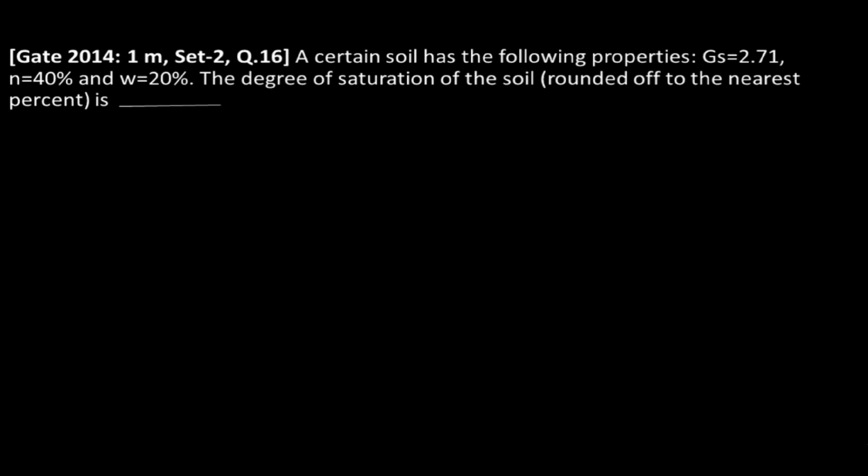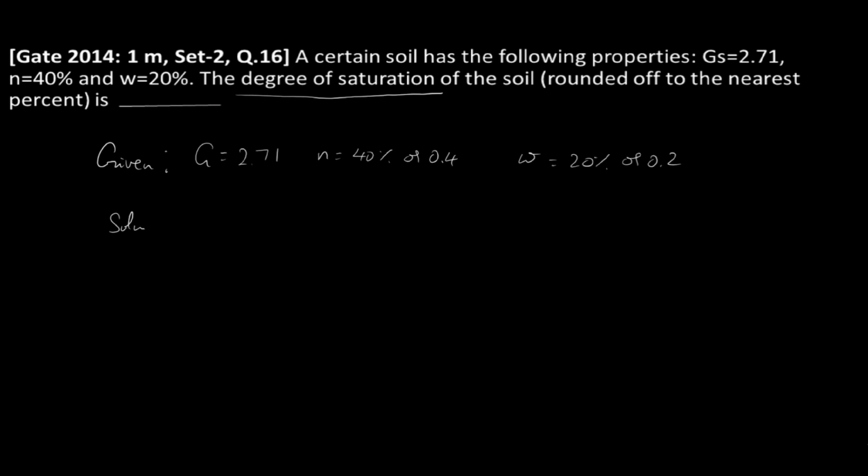In this question they are asking us to find out the degree of saturation of the soil. So we'll be writing the given data: specific gravity of soil is 2.71, and they have also given the porosity, which is 40 percentage or 0.4, and the water content, which is 20 percentage or 0.2. And now they are asking us the degree of saturation. So, solution.